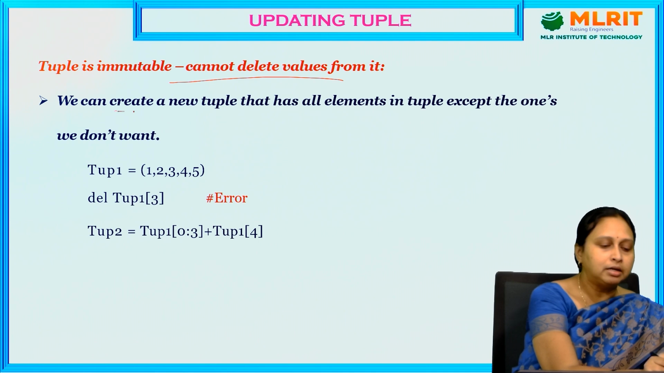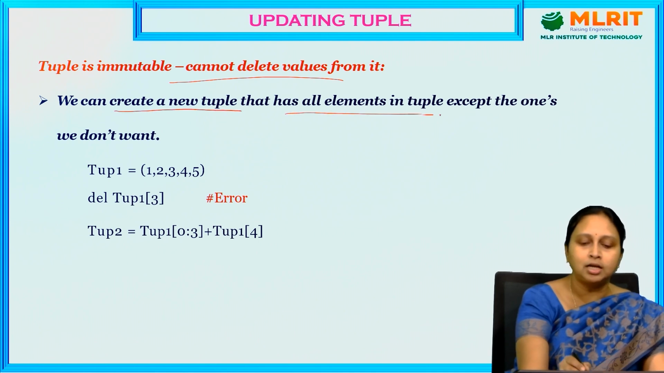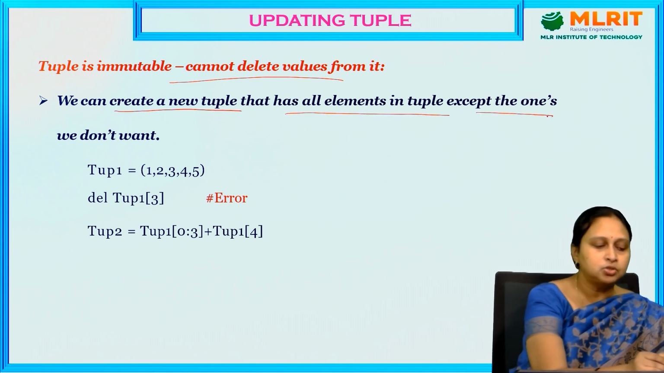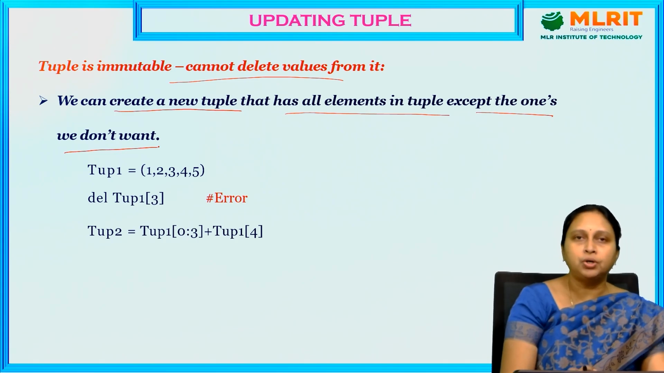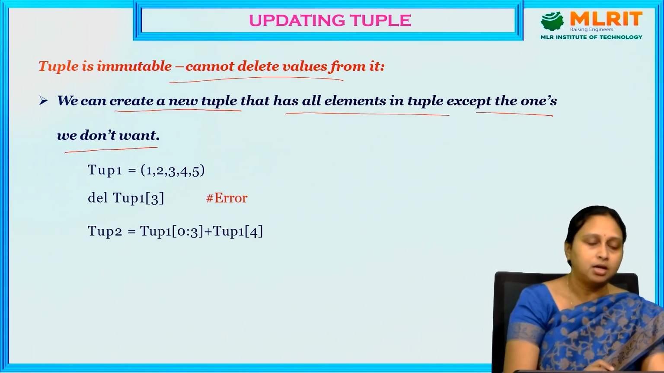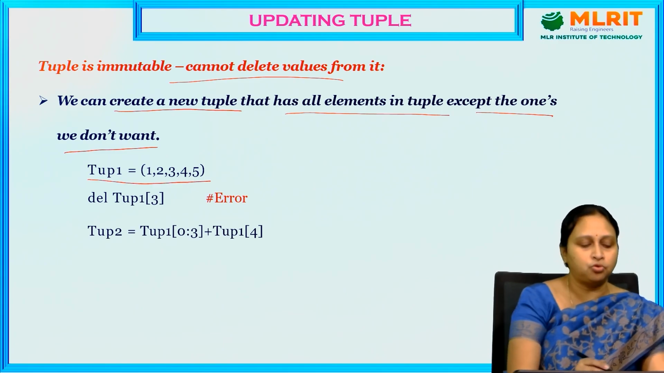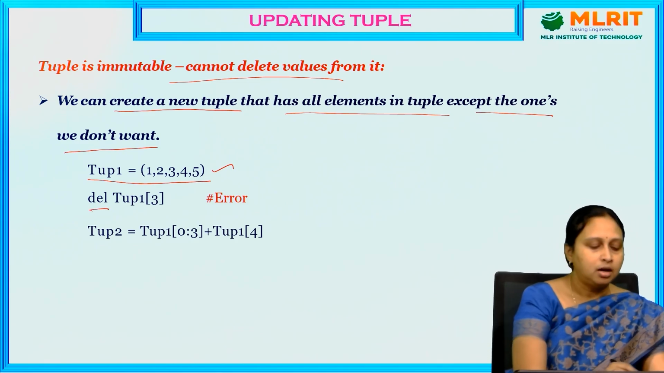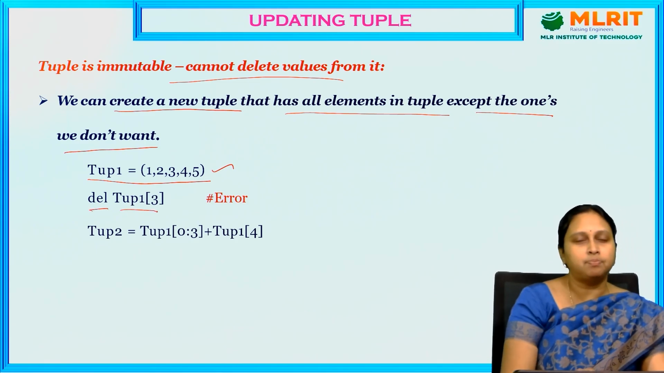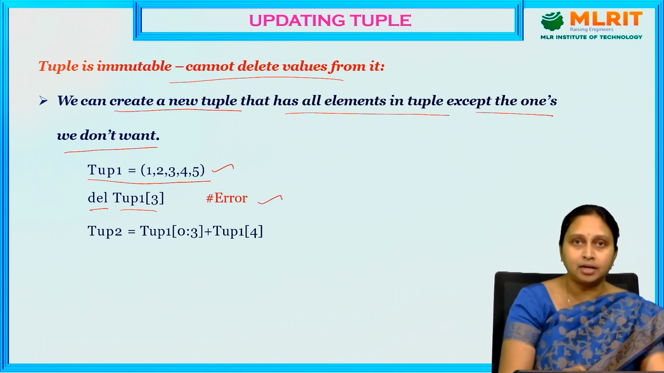That's why we can create a new tuple that has all the elements in the tuple except the ones we don't want. The one you want to delete, we can remove, and we can display the remaining elements from the tuple. That is possible, but we can't delete the element from the tuple itself. Let us see, this is the tuple that was given with all the 5 elements, 1, 2, 3, 4 and 5. Now if I try to use the delete function, del tuple of 3, I am representing that I want to delete 3. It is not possible. It is going to show you an error message.